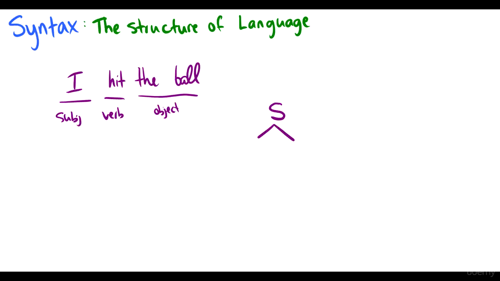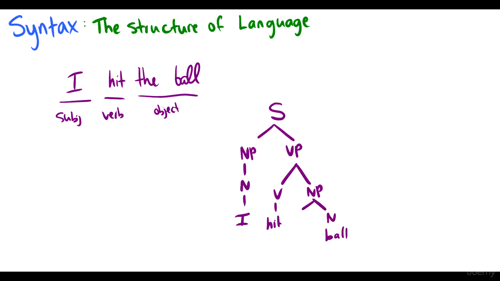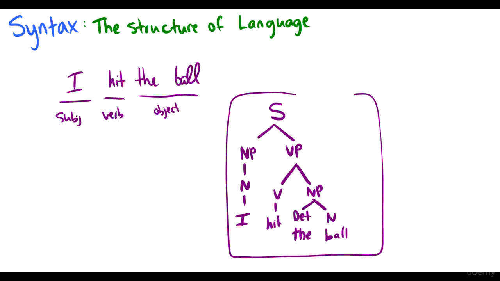So a sentence will consist of a noun phrase and a verb phrase. For instance, in this case, the noun is going to be I. In a verb phrase, well, we have a verb, which is hit, and then it has another noun phrase, which would be the ball. So the noun is ball, and then it also has this thing called a determiner, which is the word the, which specifies exactly which ball we're talking about. So we can use our hierarchical structure, and we can draw a tree or a structure for language as well.